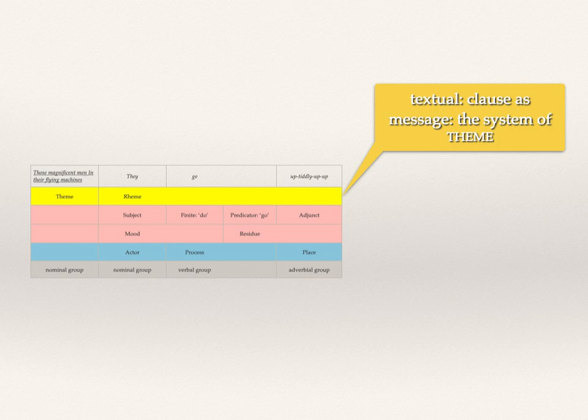And here the key system is a system of theme, the choice of how you organize a message to make it as friendly to readers, to listeners, by providing them with an orientation, with a starting point in their interpretation of the clause.